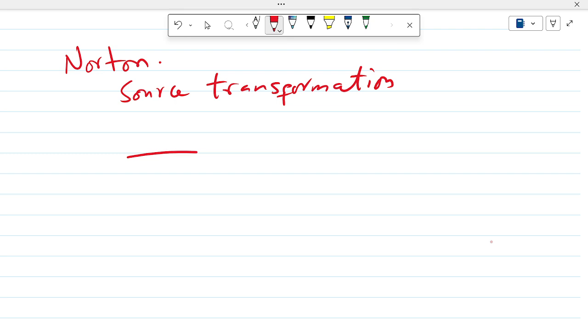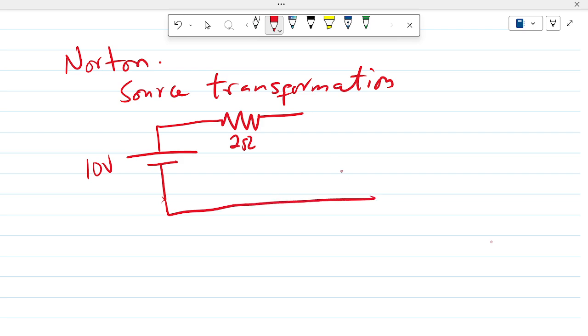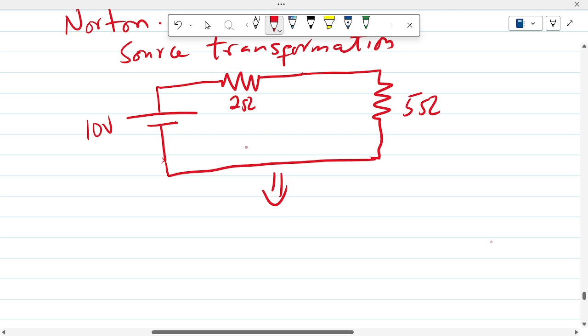Assuming I have a voltage source, 10 volts, with an internal resistance or just a resistor connected to it, 2 ohms, all connecting something else like 5 ohms, then this circuit behaves exactly the same as doing this, replacing this with a current source.